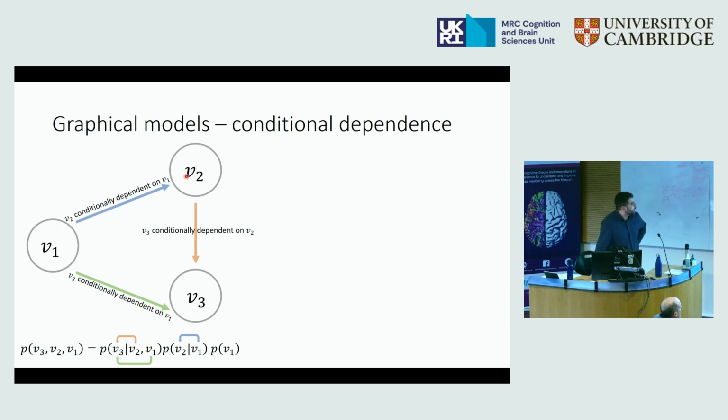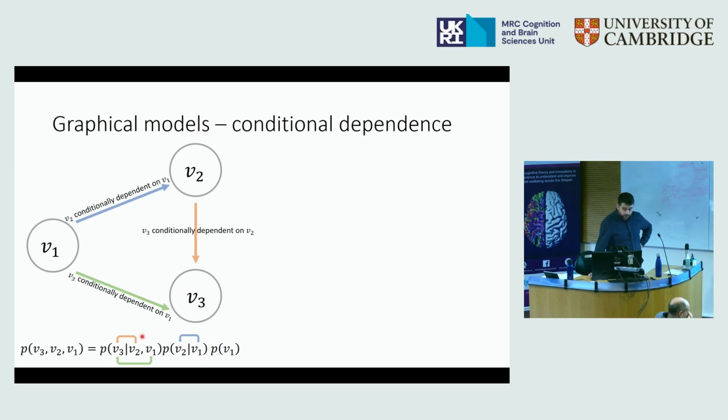Basically, this graphical model just specifies relationships between these variables. As you can see here, for instance, on this blue link, there's an arrow from V1 to V2, and that means that V2 is conditionally dependent on V1. Anything after this line means it's conditioned on. So here, V2 is conditioned on V1. And we can write any probability distribution in this particular way.